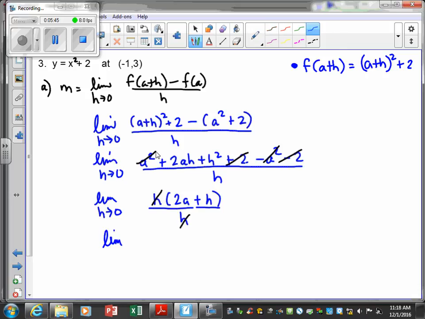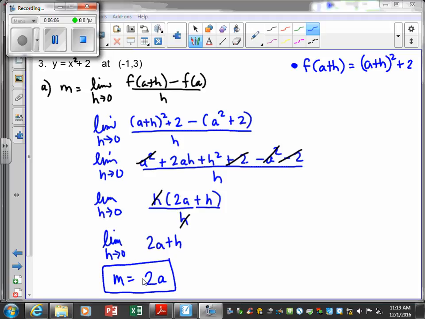We'll have the limit of 2a plus h as h approaches 0. And if we substitute in and we actually calculate the limit at this point, what is our slope going to be? 2a. Okay, good.